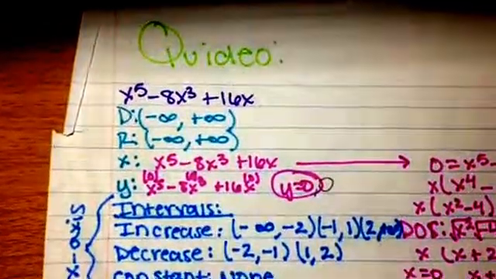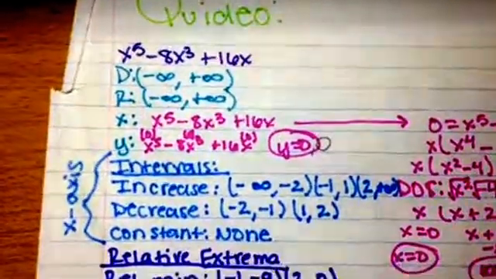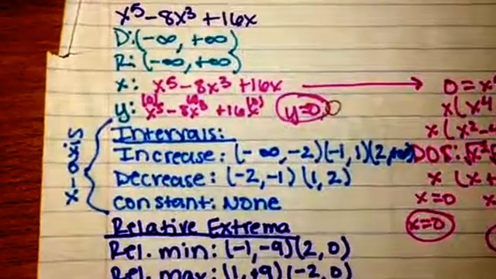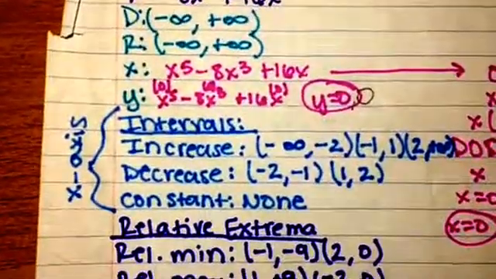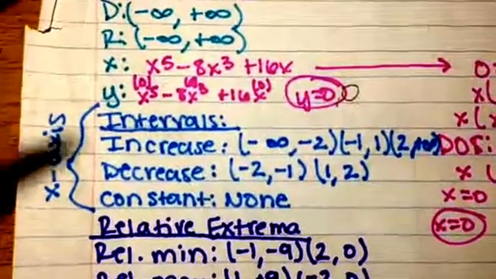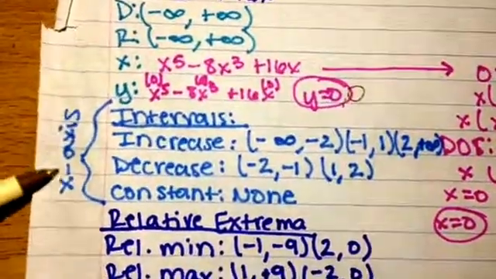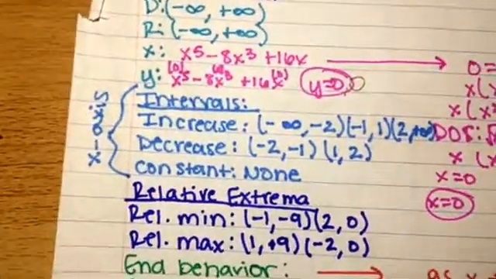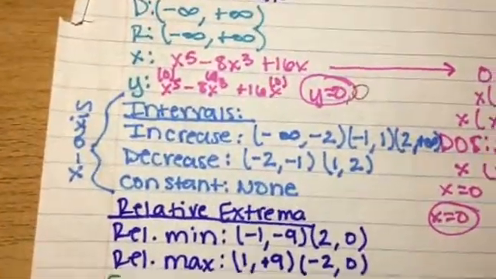The next thing we're going to find are our intervals of increase, decrease, and constant. One thing that we need to remember about our intervals is that every number that you write down will pertain to the x-axis. So first, we're going to find our intervals of increase.